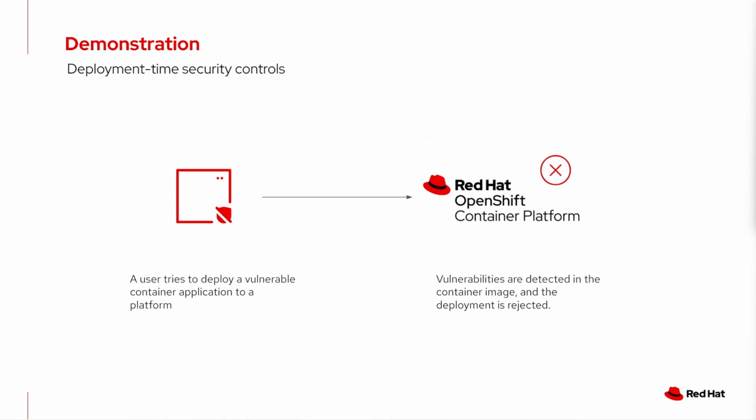So what we saw in that demonstration was that deployment time security, that user trying to deploy a vulnerable container application, in this case containing a log4j remote code execution vulnerability, and being able to detect and enforce that security policy at deployment time, identifying that that container image is vulnerable and preventing that workload running on the platform.